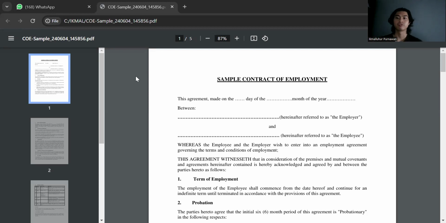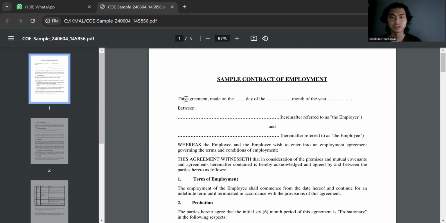Like, if the employee wants to terminate this contract, it's all written in this contract. Or if there's compensation, if the employee has insurance or anything, it could be written in the employment contract. So I will start from this first page.